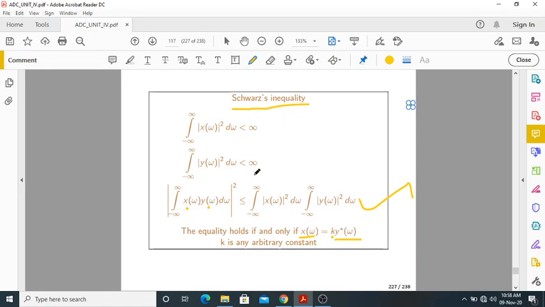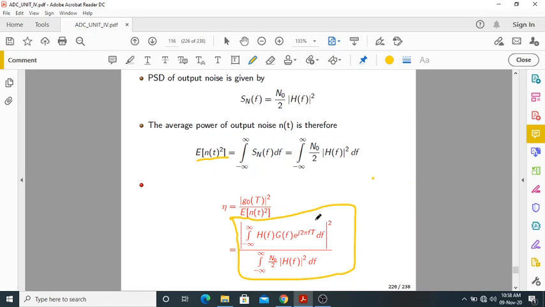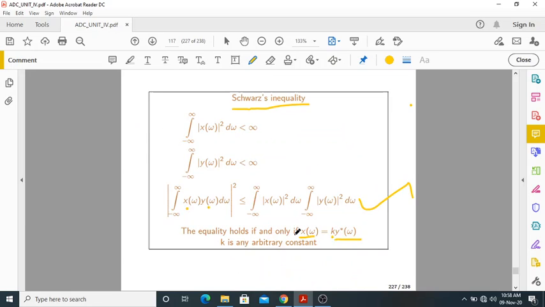Okay. Now we will apply this inequality where? In the numerator of this expression. Here also we have a product of two quantities. What are they? h of f into g of f into e power j 2 pi f T. Okay, I will call this one quantity and this is another quantity. Something like this is x of f, this is y of f. Okay, now I will apply this inequality to the numerator part of the above expression.